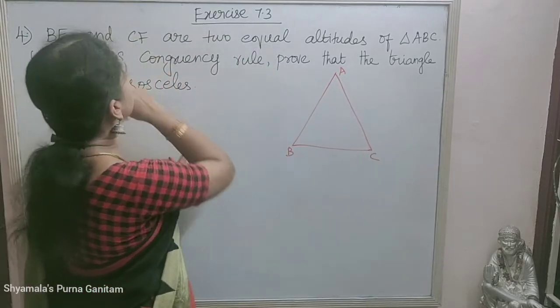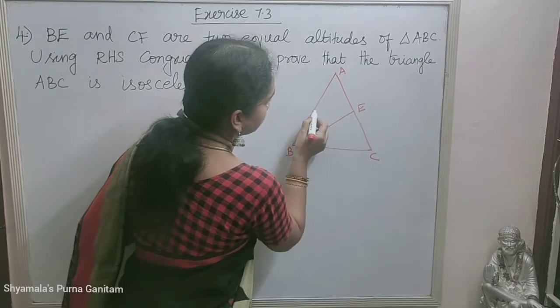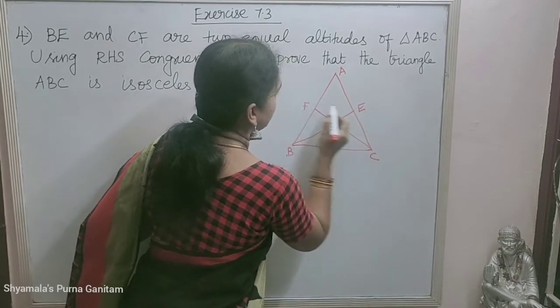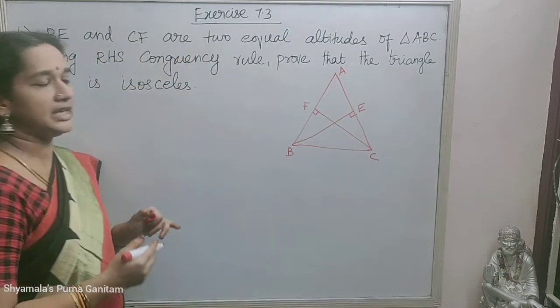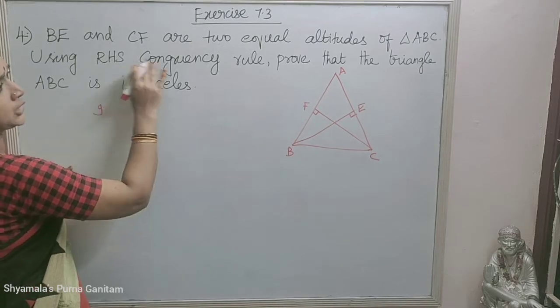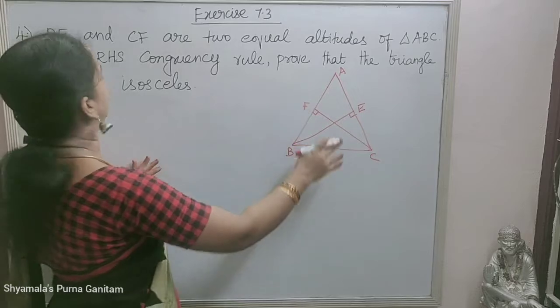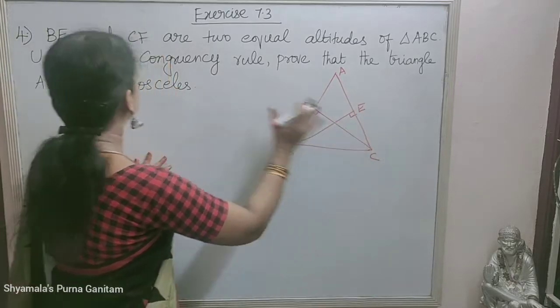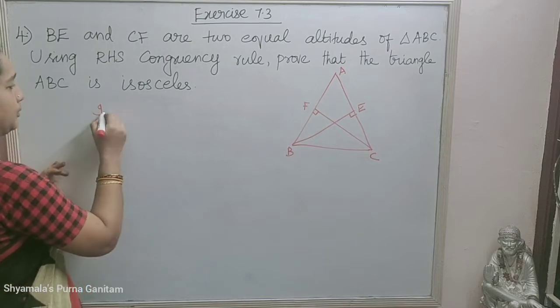In this, BE and CF are equal altitudes. So it is given that BE and CF are equal altitudes. Now we are asked to prove, using RHS congruency, that the triangle is isosceles. This is the thing we are asked to prove.